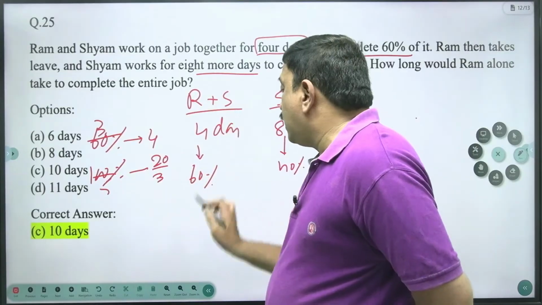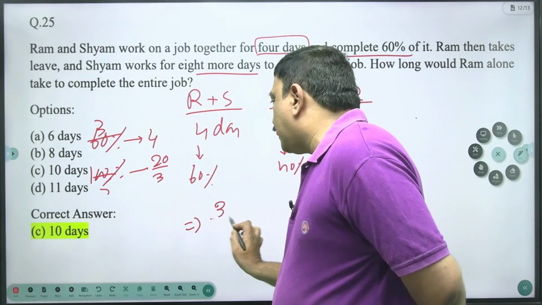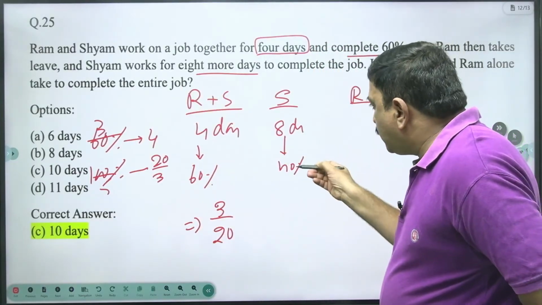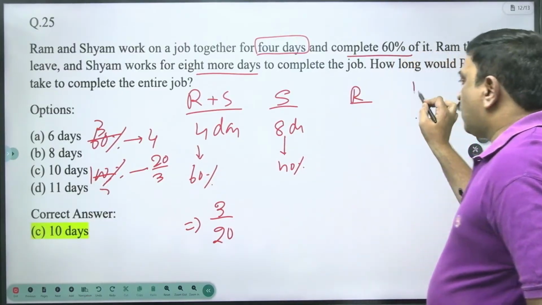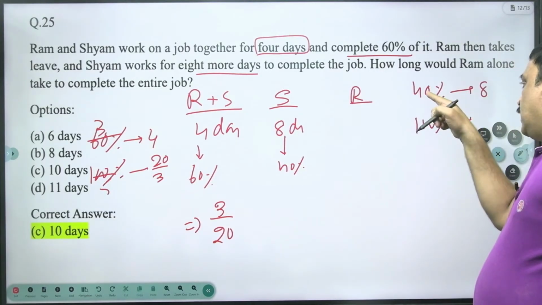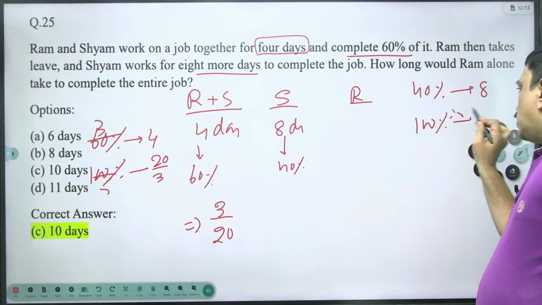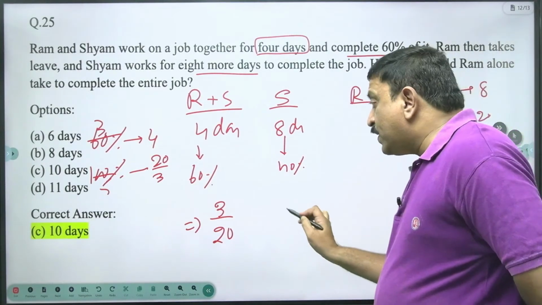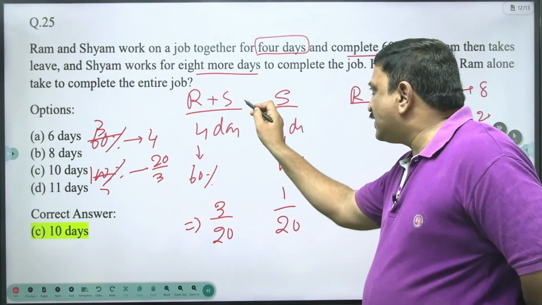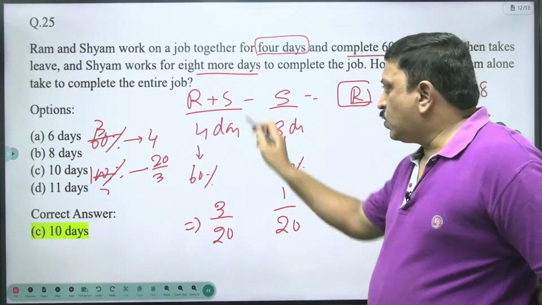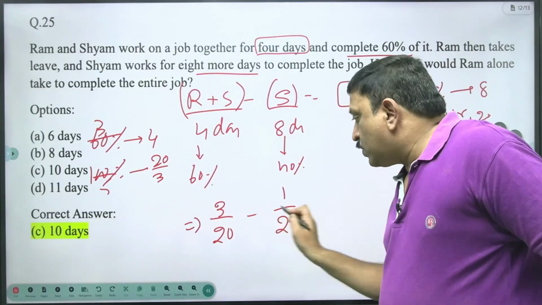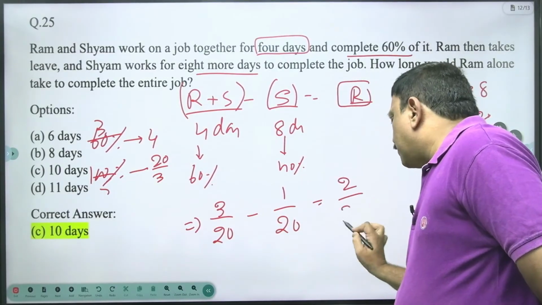These many days means together their 1 day's work is 3 by 20. I'm taking 1 day's work because we have to find it for Ram. But Shyam works 8 days for 40%, so for 100% it is 20 days, since 40 divided by 5 is 8 and 100 divided by 5 is 20. So his 1 day's work is 1 by 20. So R plus S minus S is Ram. Only the 1 day's work should be subtracted: 3 by 20 minus 1 by 20 is 2 by 20, nothing but 1 by 10.